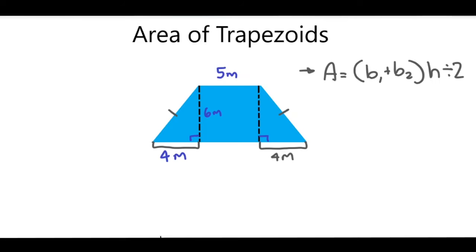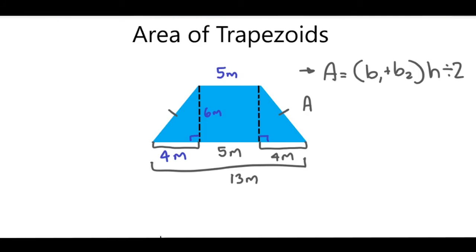And notice that now I have a rectangle in the middle. That's this area right here. So that means that this is 5 meters. So now all I have to do to find the length of base 2 is add up 4 plus 5 plus 4. And that is 13 meters. So now I know the value of base 2.